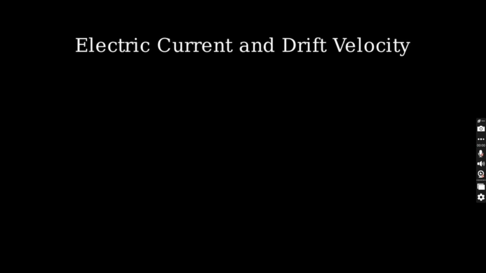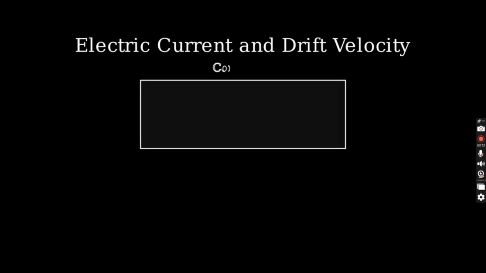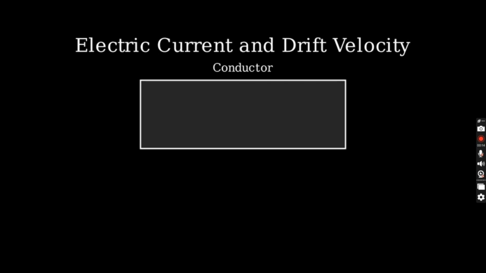I have an expression for electric current in terms of drift velocity and number density of free electrons. This relationship is fundamental to understanding how electric current flows through conductors. First, let's visualize what's happening in a conductor. Here's a section of a conductor, like a wire.